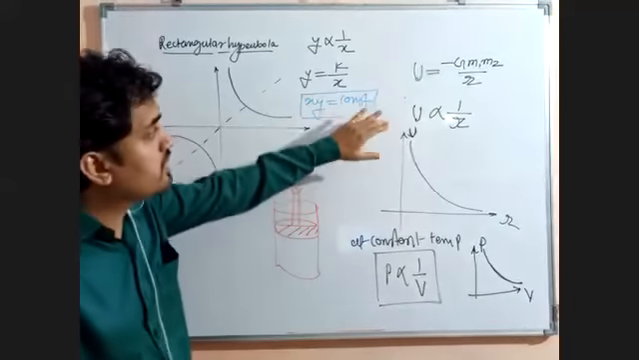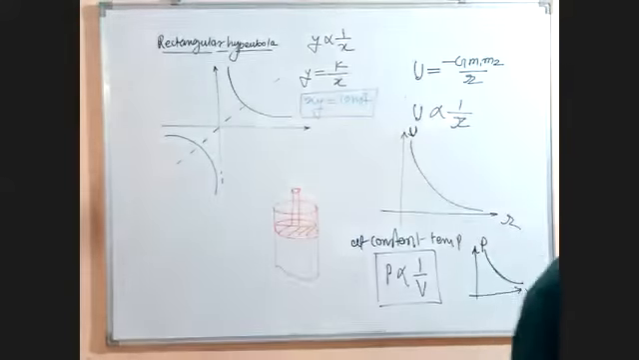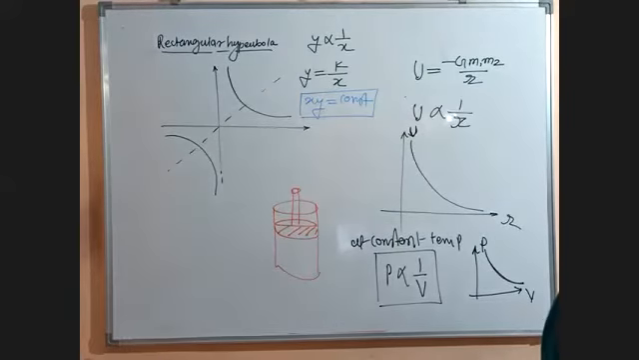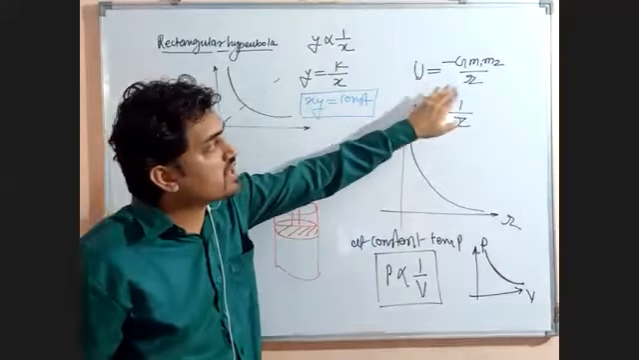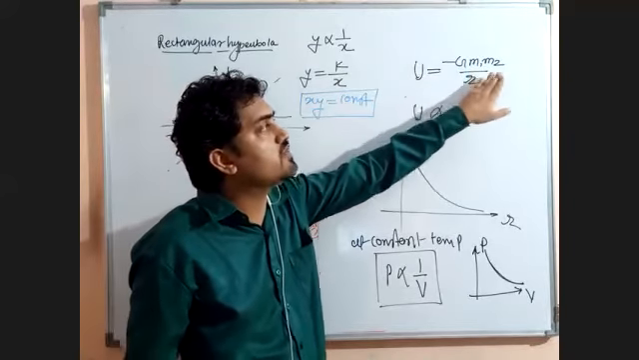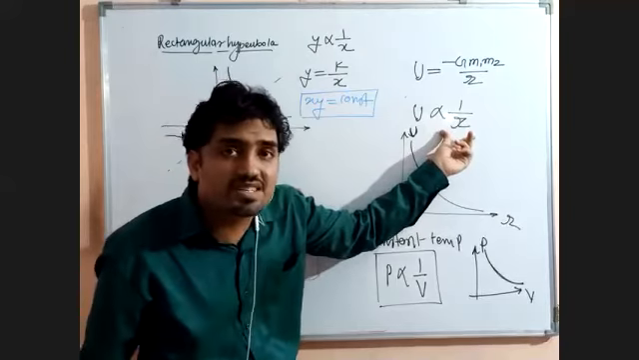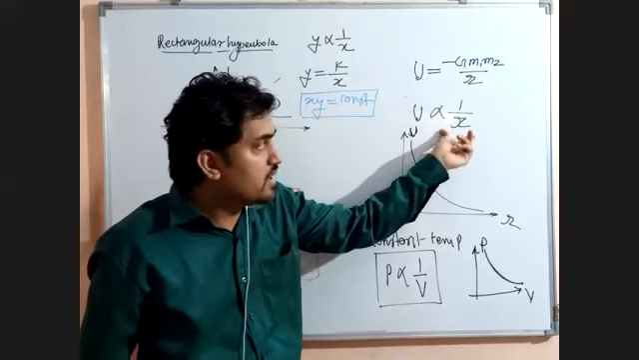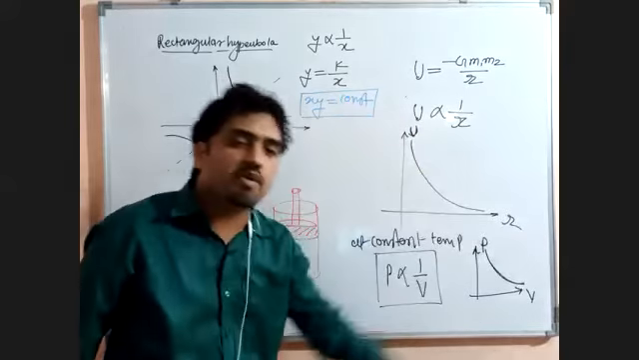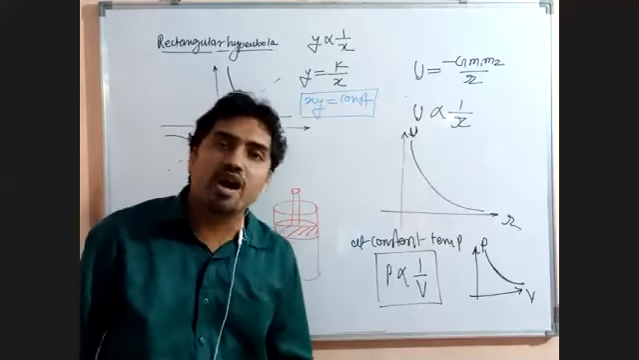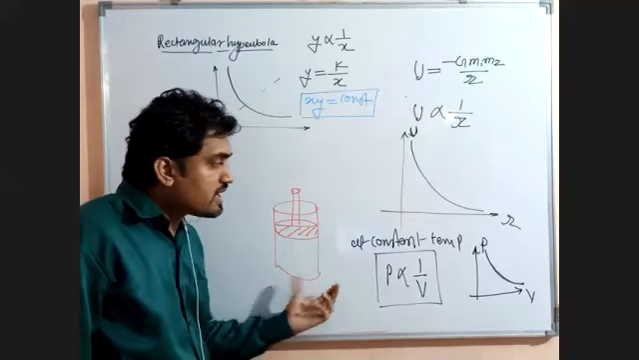You can take an example. If we are talking about gravitational potential energy, it is equal to minus G m1 m2 divided by r, meaning it is inversely proportional to the distance. If you plot the graph between gravitational potential and distance, it will be a rectangular hyperbola because it is inversely proportional to r. Same as it is for a closed container at constant temperature.